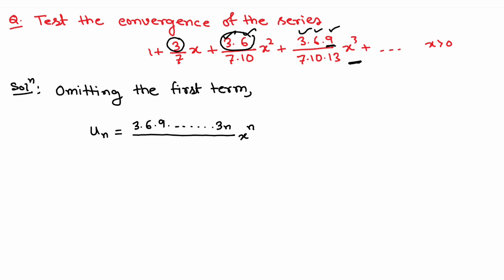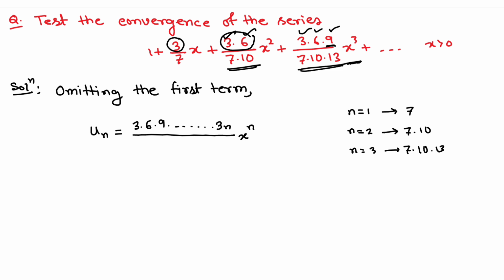Now let's find the denominator. First is 7, then 7 into 10, then 7 into 10 into 13. Okay. So for n equals 1, the number is 7. For n equals 2, the number is 7 into the last digit, 10. For n equals 3, it is 7 into 10 and the last digit is 13. So let's try to find out the pattern.